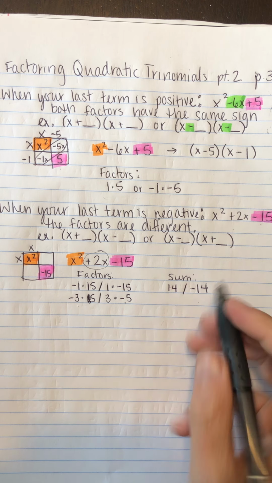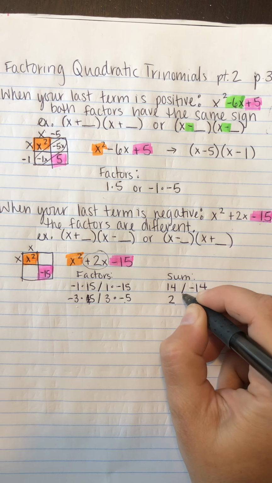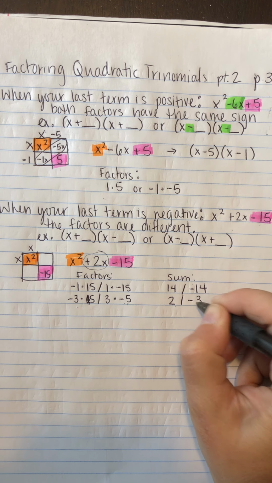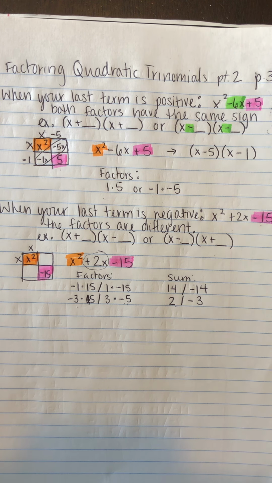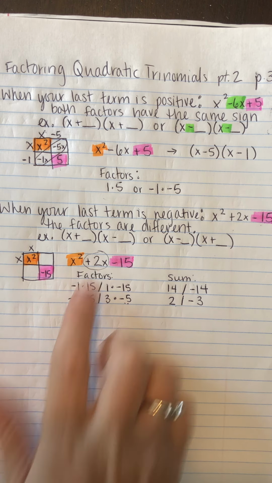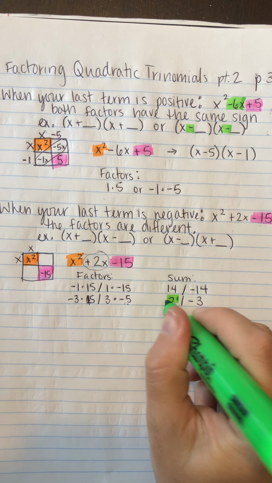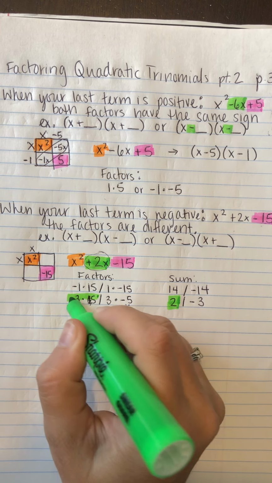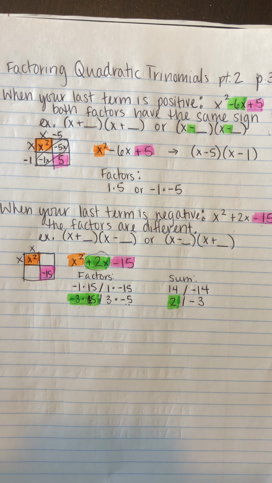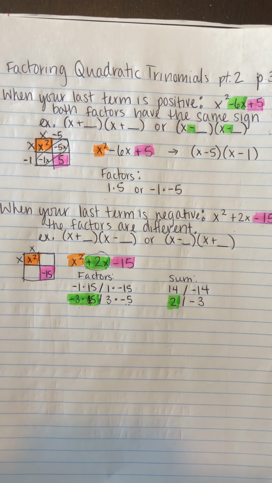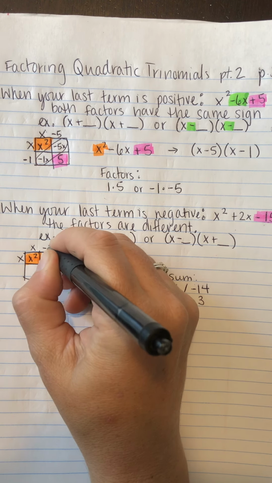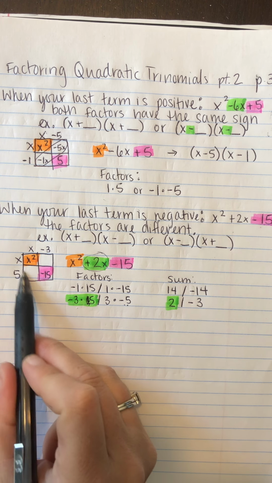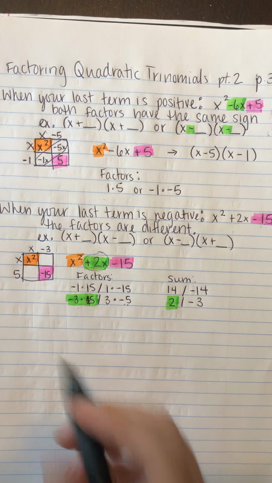Negative 3 and 5 is going to give us a positive 2. 3 and minus 5 would give us a negative 2. Remember, we're finding the sum. So we're looking for the one that equals our middle term, which is this 2. So we want to go with the matching factors, which is going to be negative 3 and positive 5. Now, it doesn't matter where you put it. Negative 3, positive 5. We could have put positive 5 up here and negative 3 here. Still would give us the same thing.